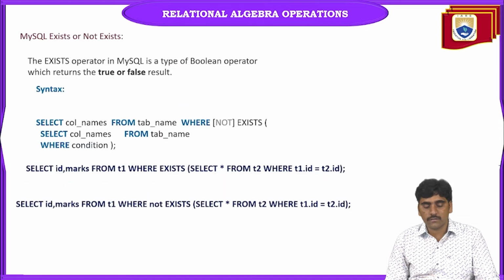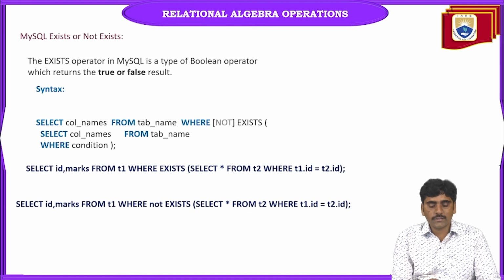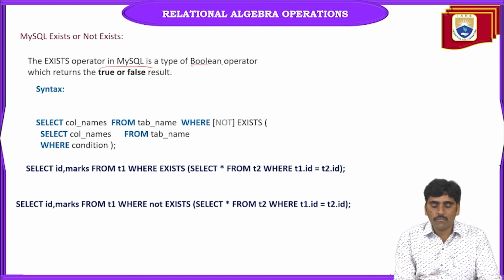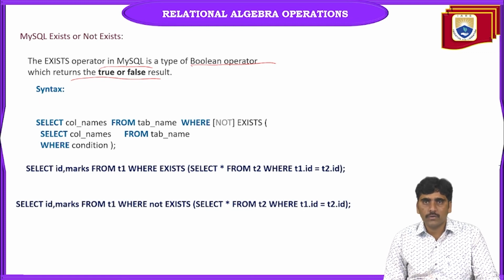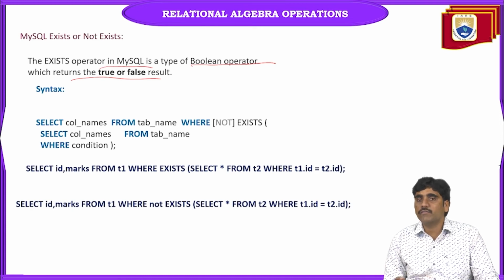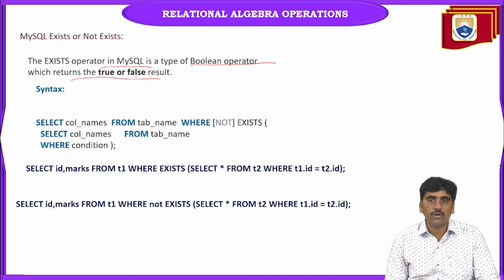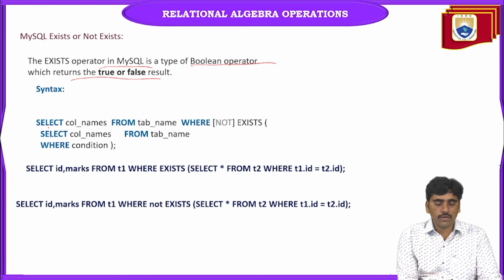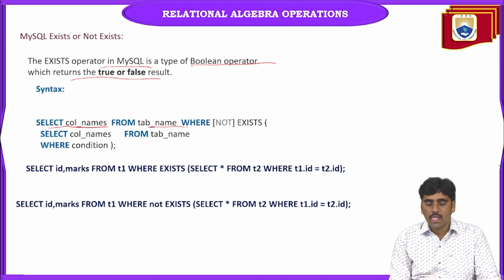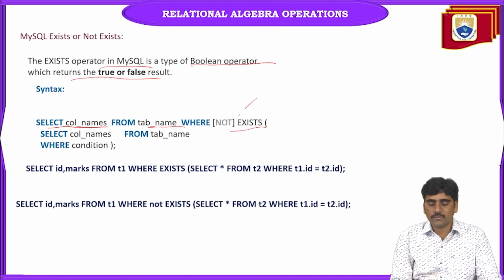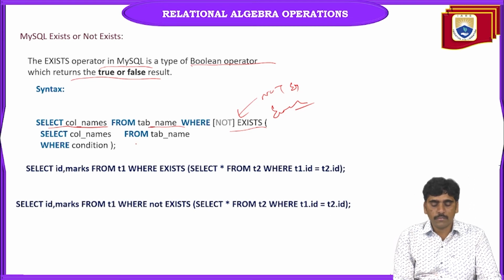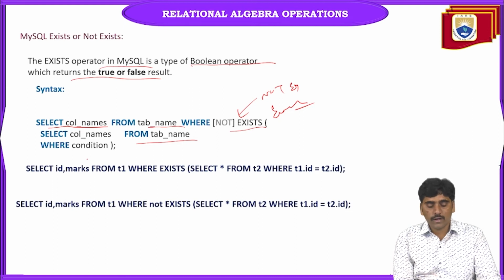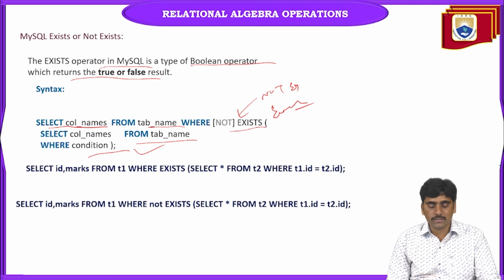MySQL EXISTS or NOT EXISTS. The EXISTS operator in MySQL is a type of boolean operator which returns true or false. It takes the statement, and if the query is valid and the result is valid, then it displays true, or else false. So the syntax is: select column names from table name as usual where condition NOT EXISTS or EXISTS. You can specify either of these. Select the column names you want, from the table name, where the condition. This is the way you can write the syntax and understand it.